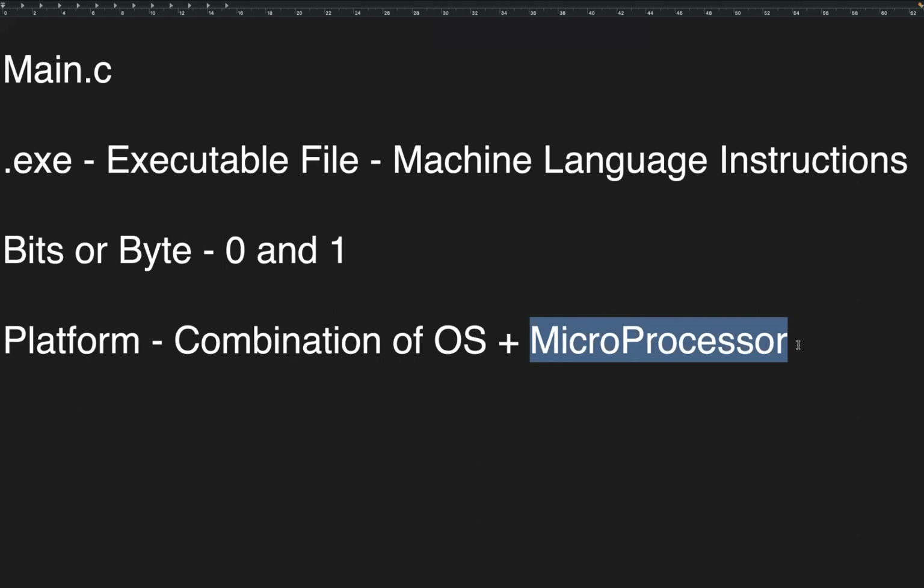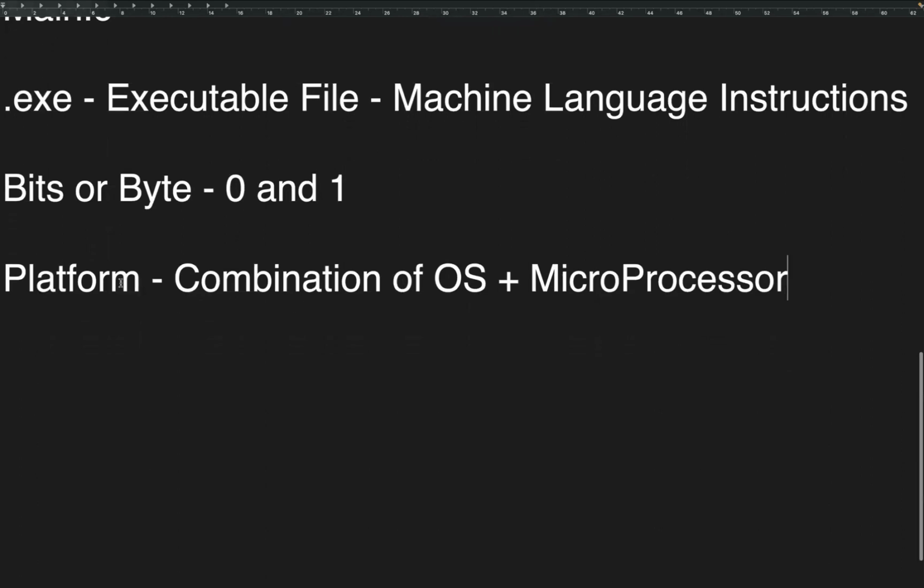Even when you want to purchase any desktop or laptop, first we check what the operating system is and what the microprocessor is, whether it is an Intel processor or a Celeron processor, and we pick based on that. The same thing applies to the platform.